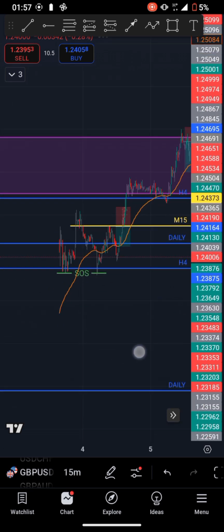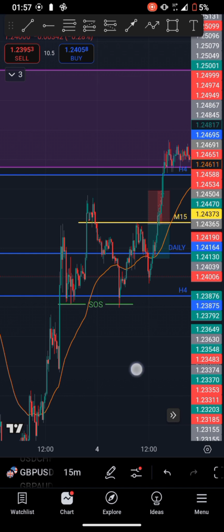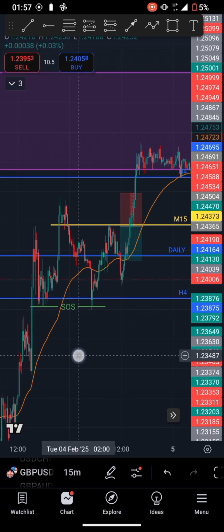All the trades I took, I sent to the trade channel, but this particular trade I didn't send because I knew this wasn't a high probability trade. I just needed my 1-to-1 risk to reward trade to pass my challenge.